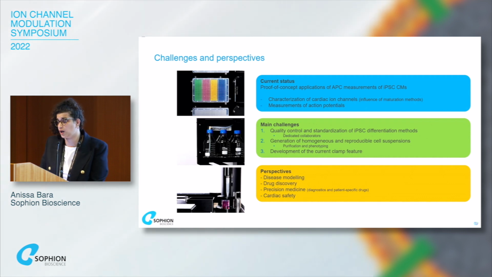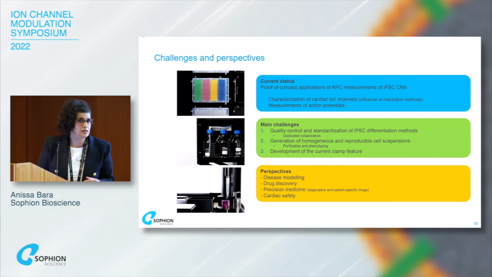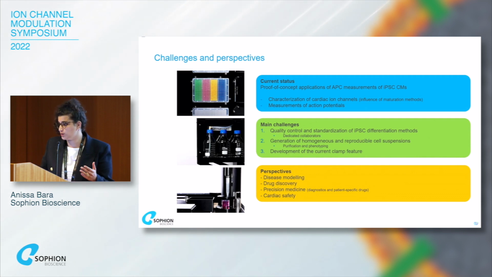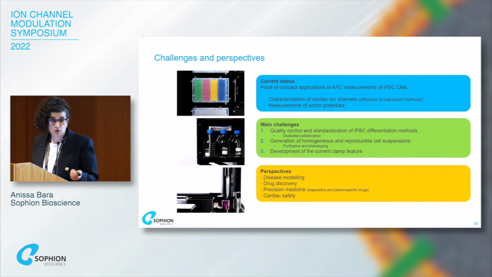We are facing main challenges, as you could see in this talk. Most of it is the lack of standardization, and we need to improve the quality control for this iPSC differentiation method. And we need to find a way to get a more homogeneous cell line and also expression of action potential. Of course, we have developed this current clamp feature that will be soon available, and we are looking forward to hearing the feedback from the users. That will be very useful.